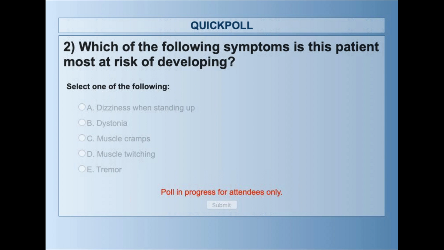I see the responses coming in. We'll give you a few more moments here. All right, I see them coming in. A few more moments here.